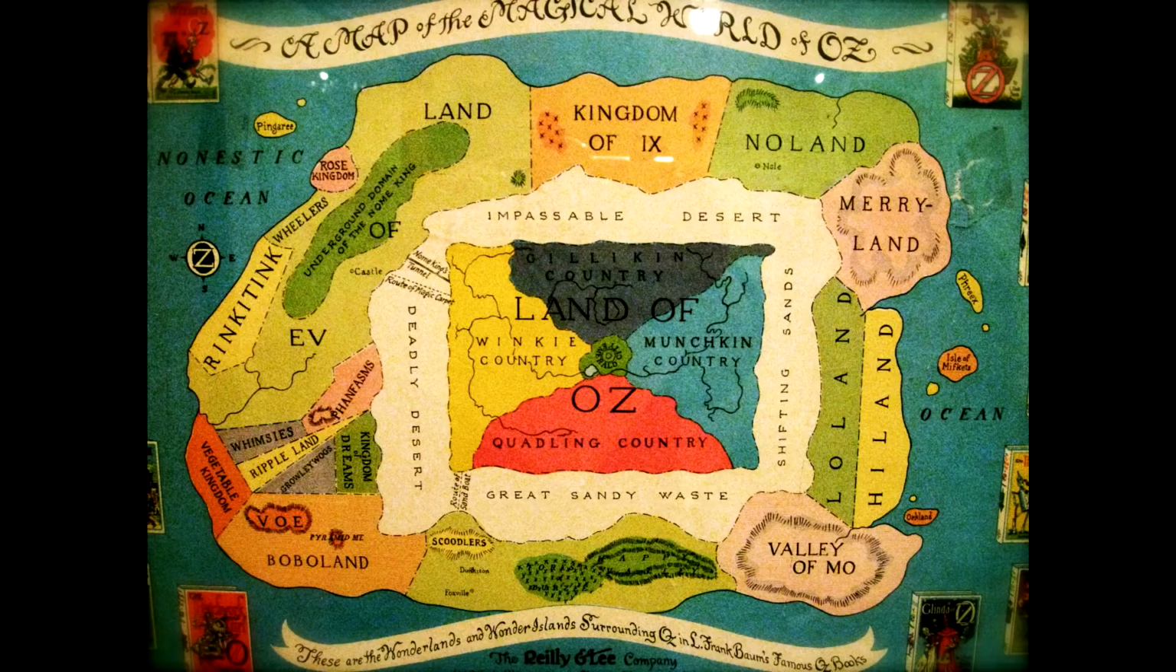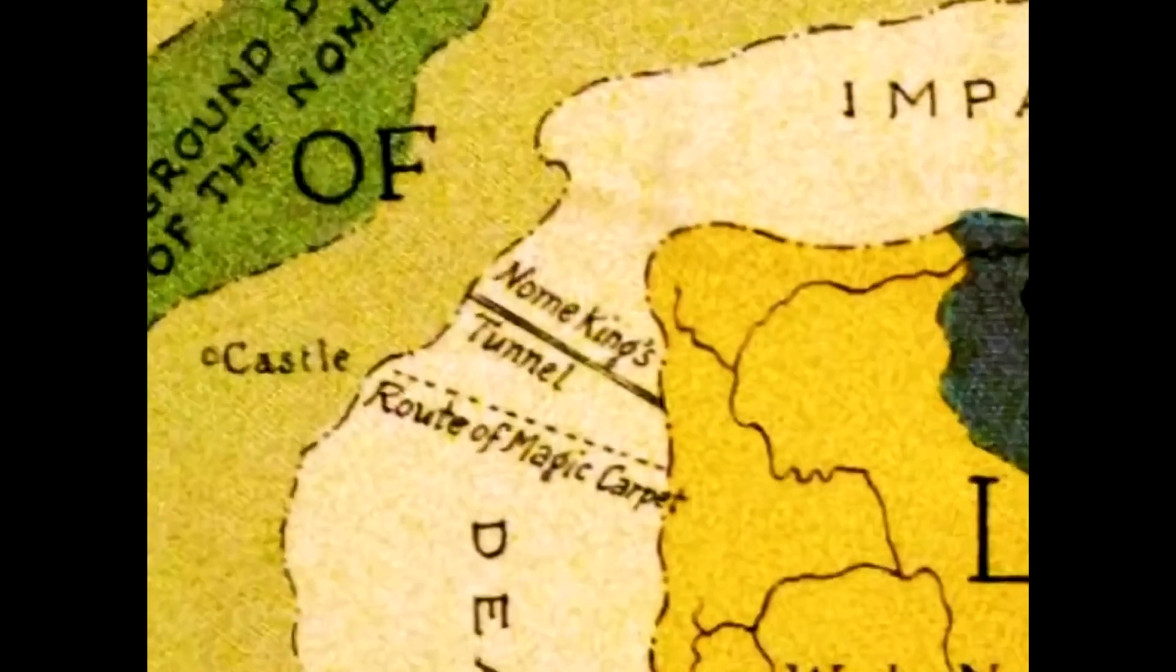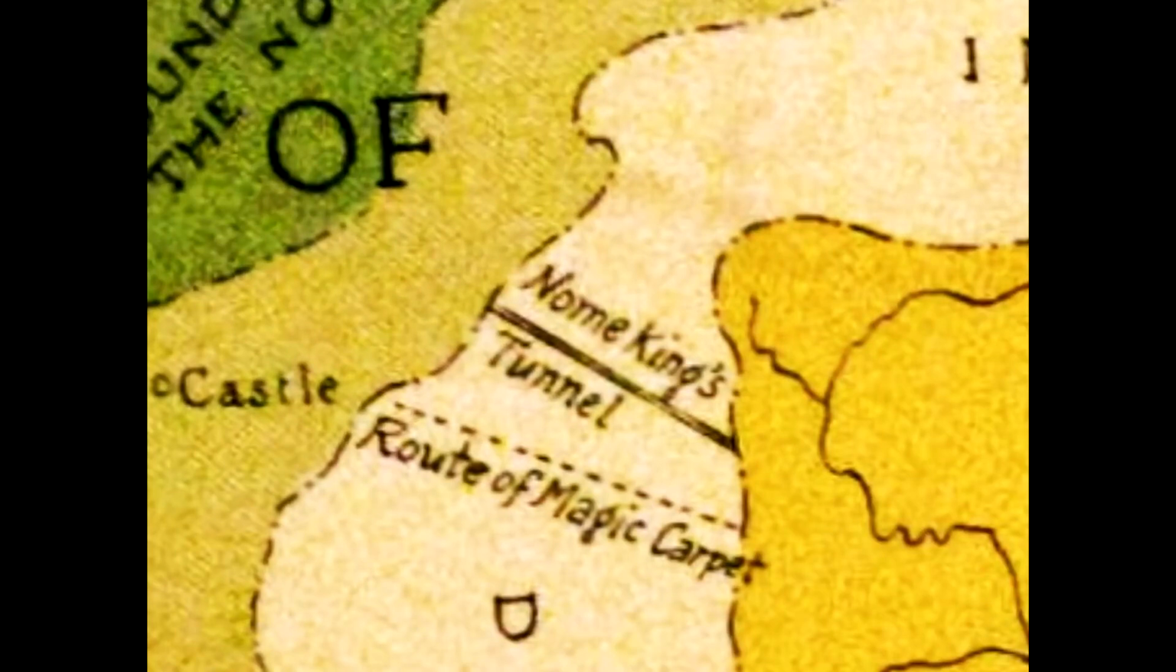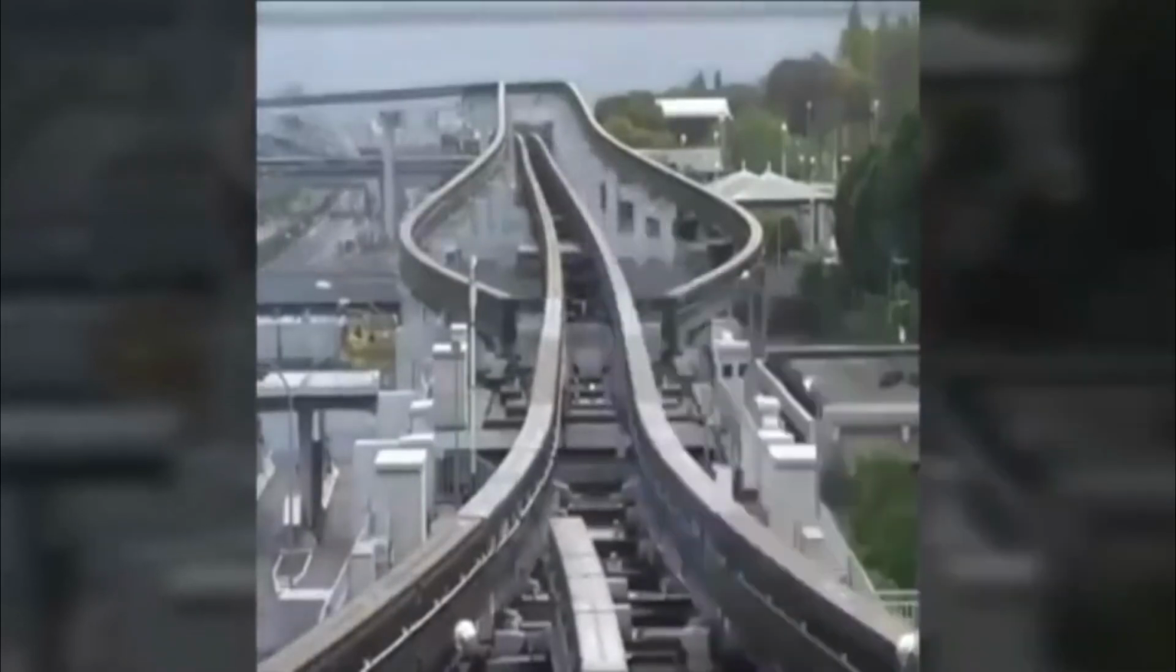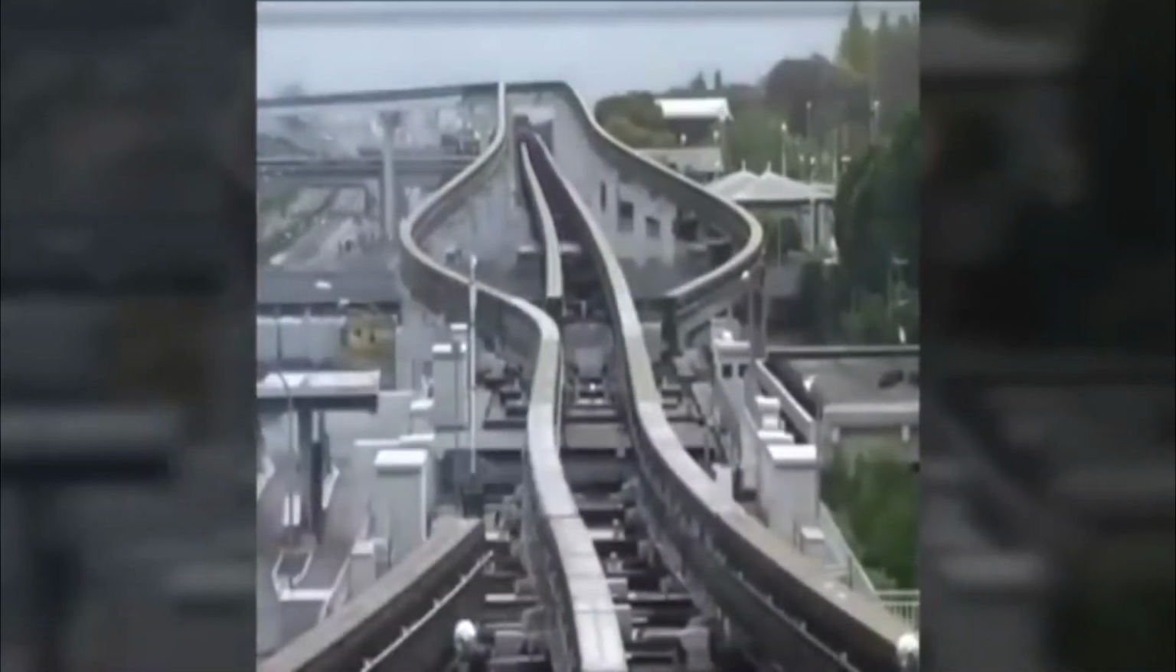If the Wizard of Oz map is the same map as Sulpicius Gallus M, then we can zoom in and there we find the same 2 lines. A tunnel and a route of the magic carpet, which I think is a high-speed monorail train.